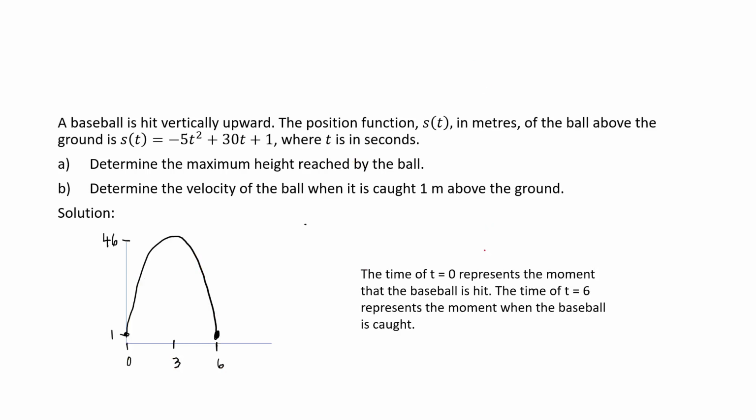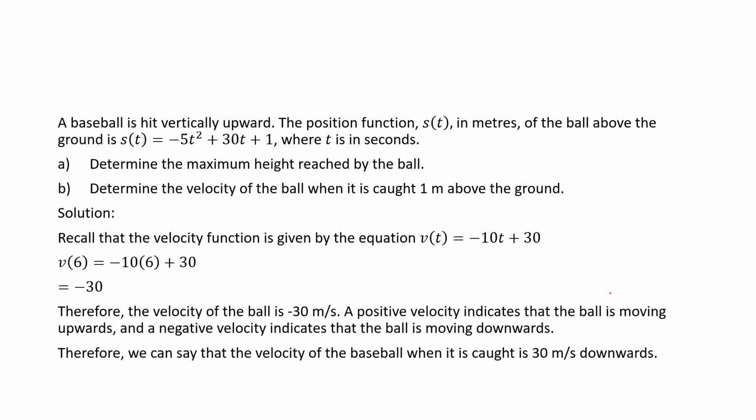So let's figure out the velocity at t equals 6. Plugging in t equals 6 right here, we get negative 10 times 6 plus 30, which is negative 30. So therefore, the velocity of the ball at that moment is negative 30 meters per second.